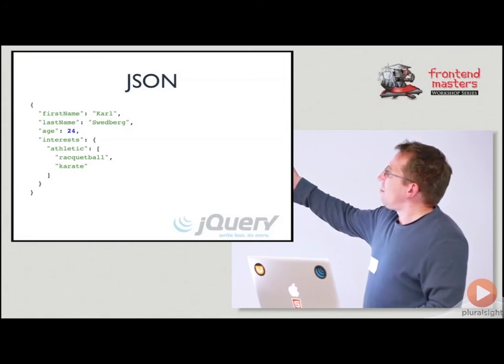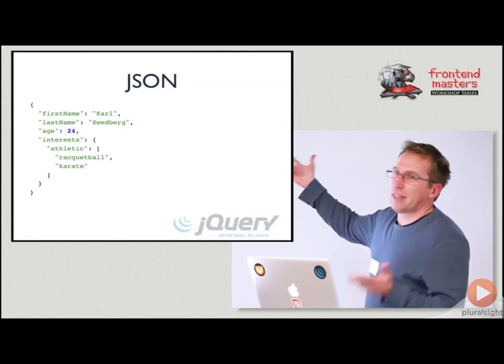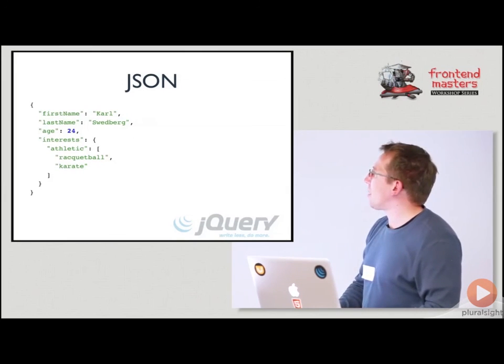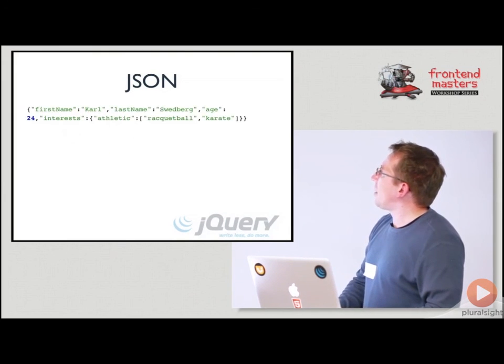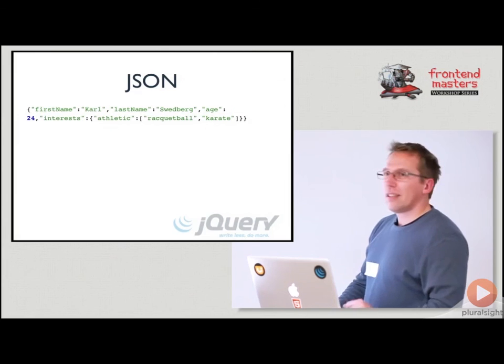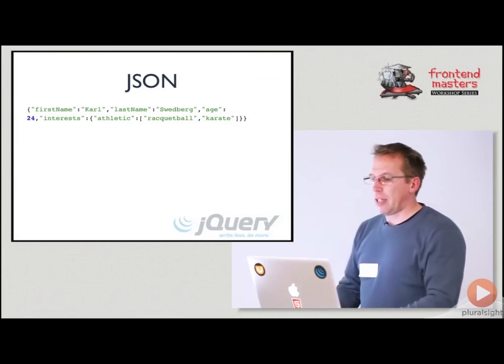So this is JSON, right? This is what it looks like. It's just like object literal notation. Typically, it'll look something more like this. Like it won't be all pretty printed out for you.